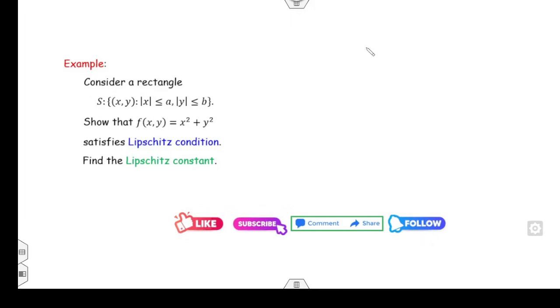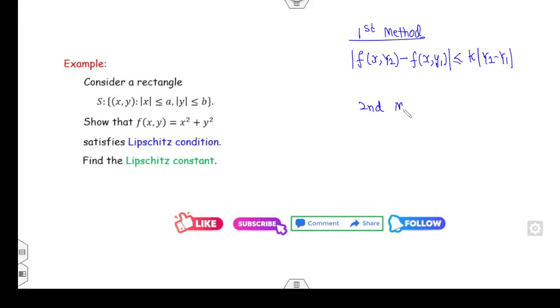Okay, it's the first example. I will show you the first example solved by both methods. Which is the first method? When I use the modulus of f of x comma y2 minus f of x comma y1, which is less than or equal to k times modulus of y2 minus y1. And the second method is I will use the second method by computing del f upon del y.